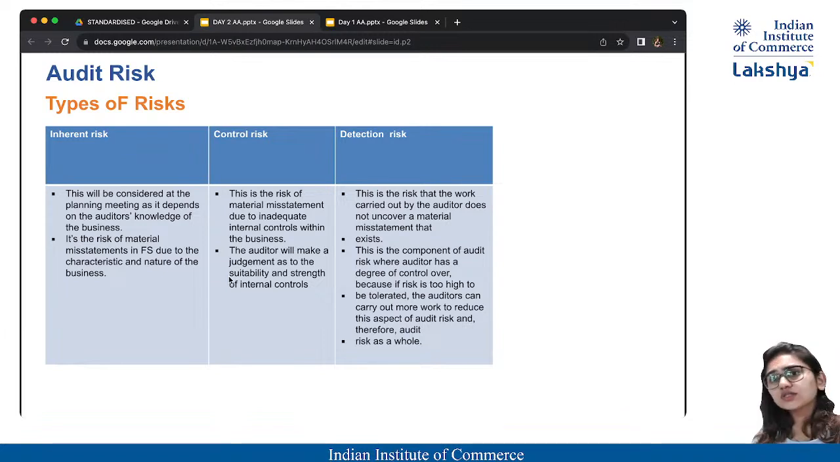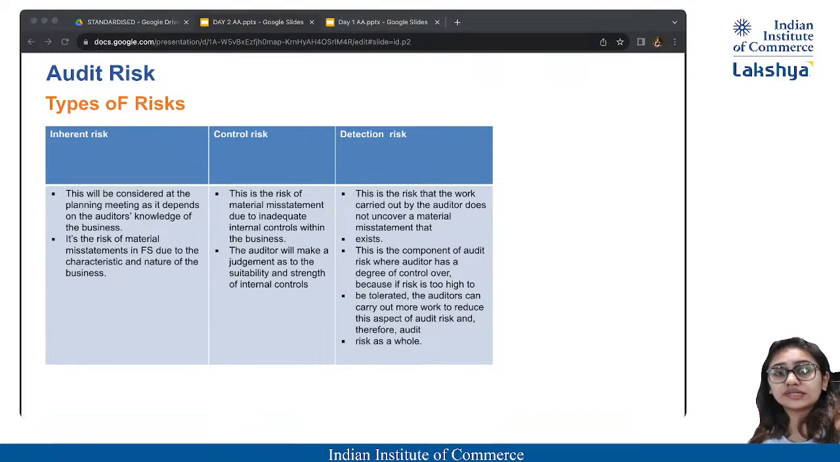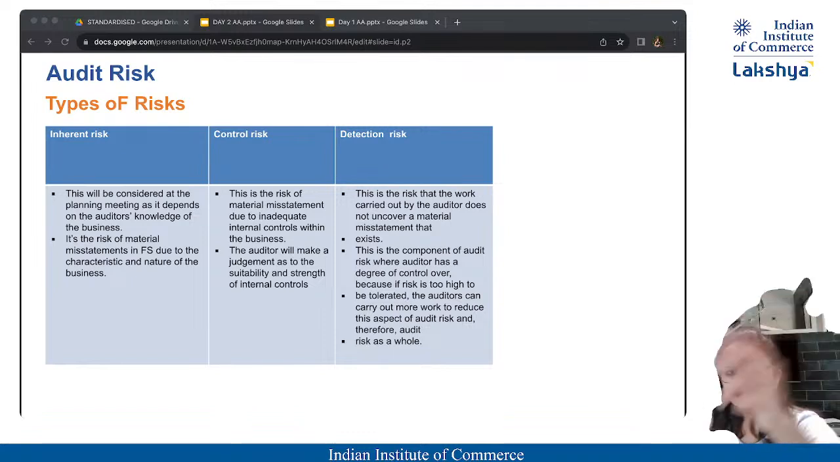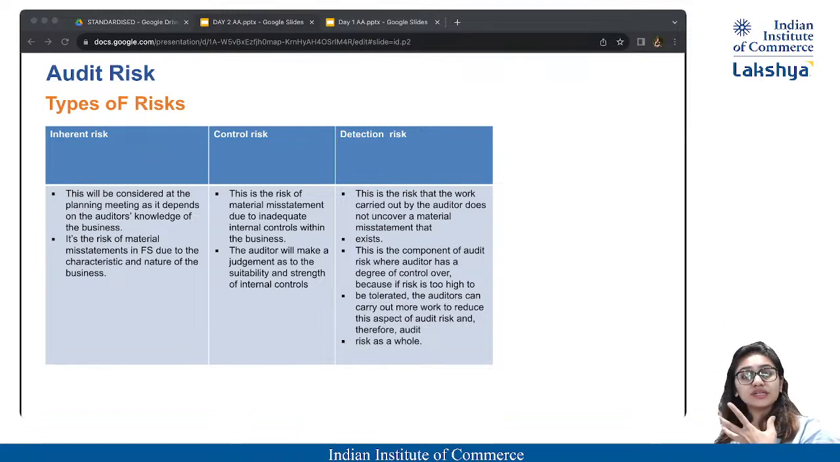But the procedures are not up to the mark. They are not able to detect the misstatement. They are not able to detect the risk. So this is the problem with detection risk. They are not able to detect it.